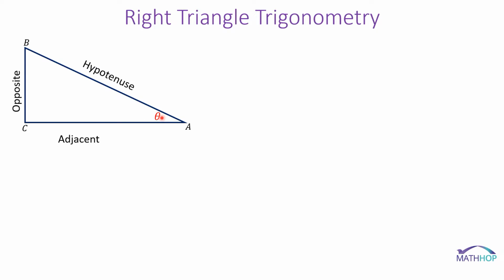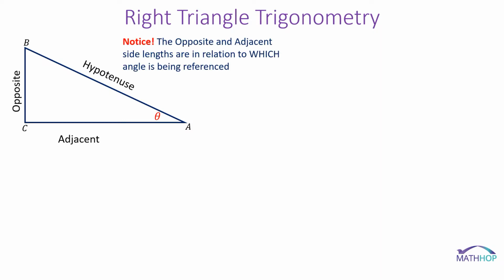And if you're looking at this angle, the hypotenuse is going to be side length BA no matter what. Hypotenuse is always going to be the longest side. It'll always be across from the 90-degree angle. But in relation to this acute angle theta, BC will be the opposite side because it is across from that angle. AC will be the adjacent side because adjacent means next to, and it is the leg next to that angle. So when you're solving these problems, you're going to have to really be careful because the opposite and adjacent side lengths are in relation to which angle is being referenced.